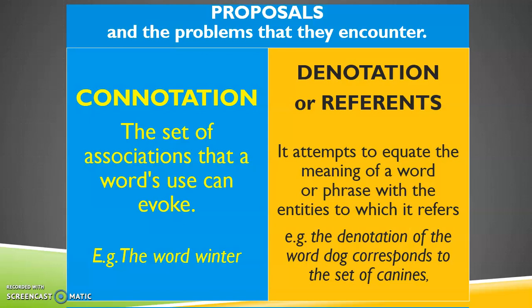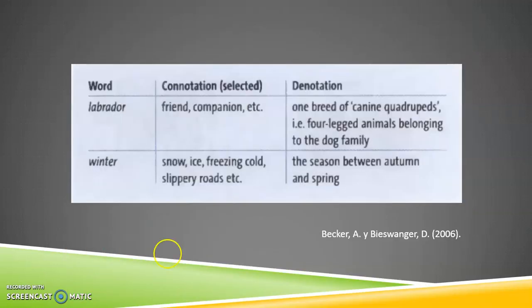And then we have the notion of referent. Referent, I think that's a very good word. It's an attempt to equate the meaning of a word or phrase with the entities to which it refers. So the denotation of the word dog corresponds to the set of canines. For example, have a look here. You have the word Labrador, whose connotation is a friend, companion, very sweet, and whose denotation is one breed of canine quadrupeds, that is to say four-legged animals belonging to the dog family. That is the denotation, what it represents in the real world.